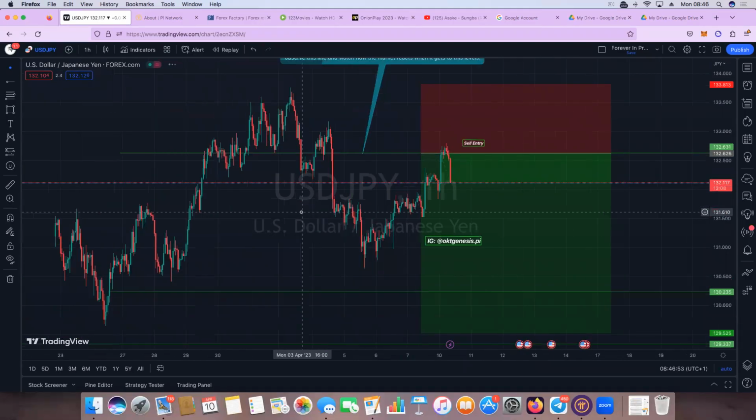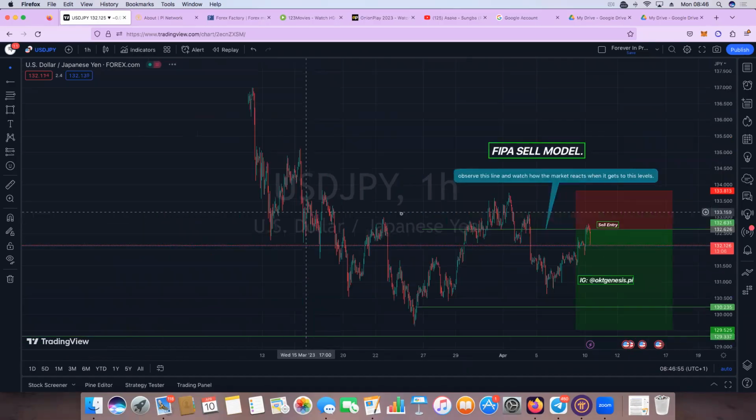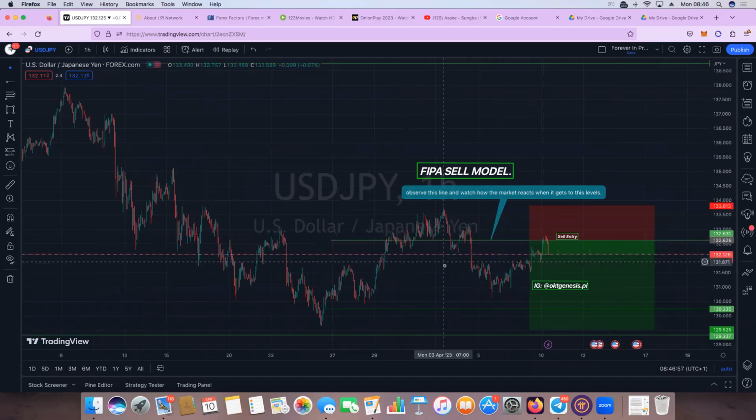trade safely. All right. So that was just a quick reminder of our higher time frame directional bias on the FIPA sell model. So with that being said, y'all better be safe and take care.